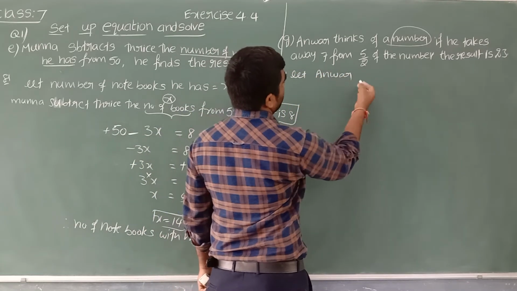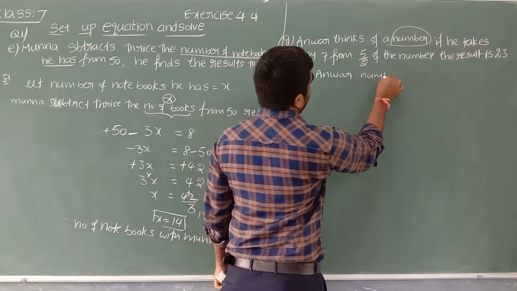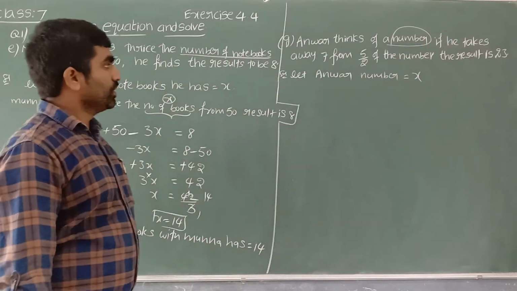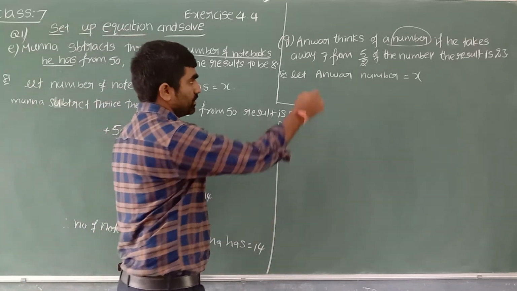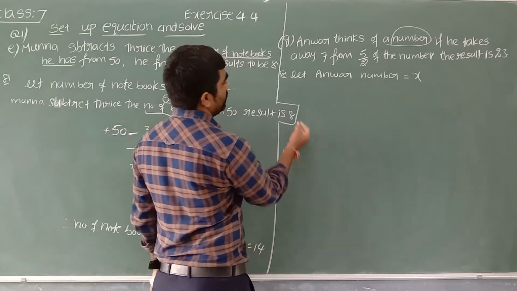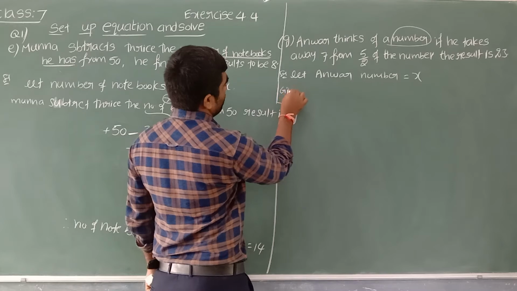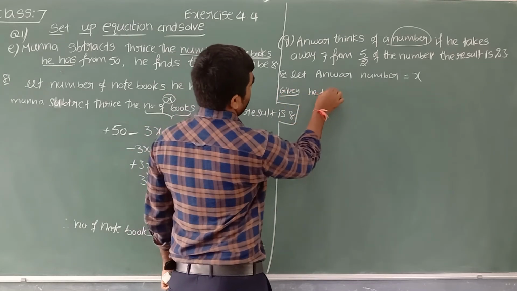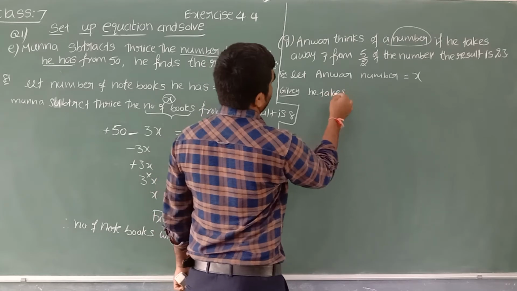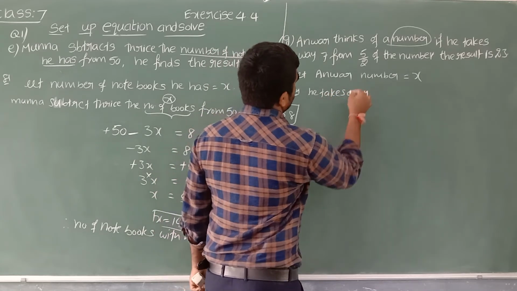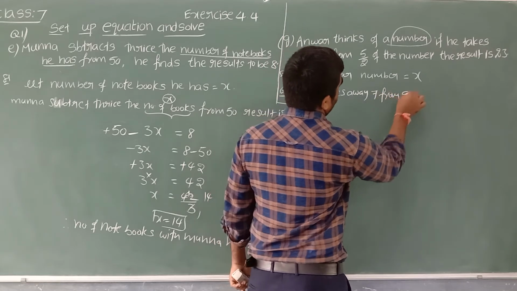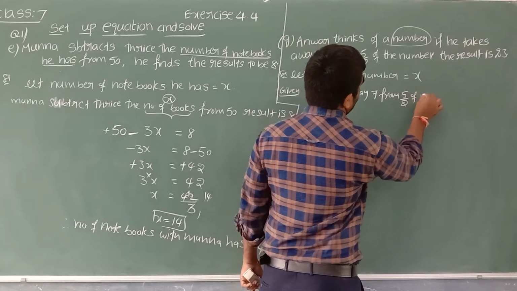Let Anwar's number be one number. What is the number? I don't know, that is the unknown value. Let me express it with the help of variable x. So let the unknown number be equal to x. Then we write what statement he gave here. He takes away 7 from 5 by 2 of the number.